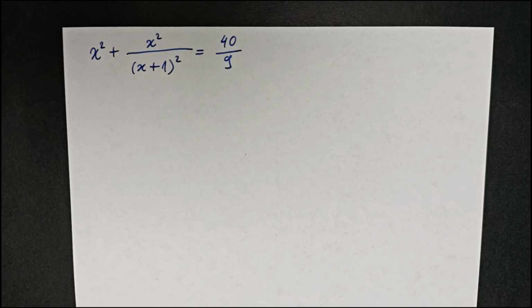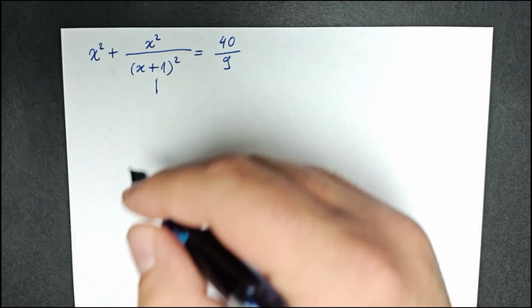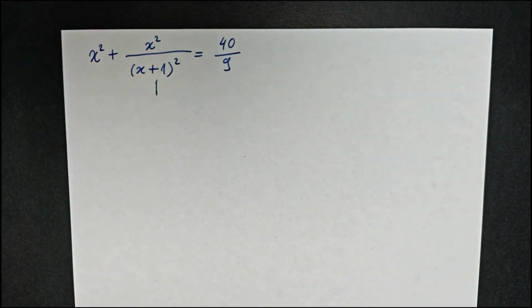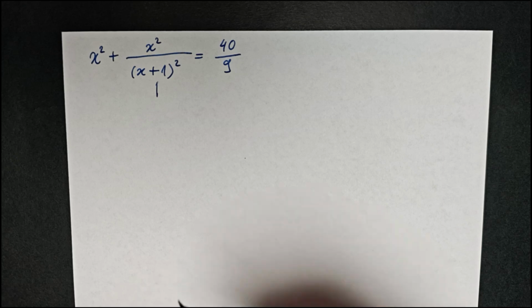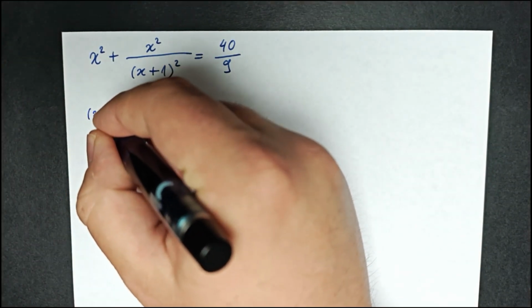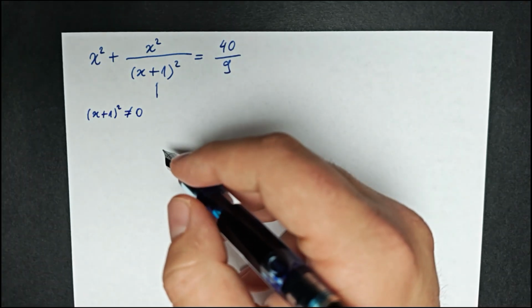In this video, I will show you how to solve this problem. As you can see here, we have (x+1)² in the denominator of this fraction. The problem appears here because division by 0 is not allowed. Therefore, (x+1)² has to be different than 0.